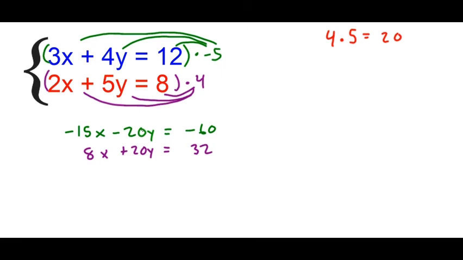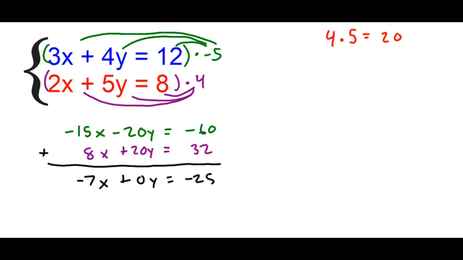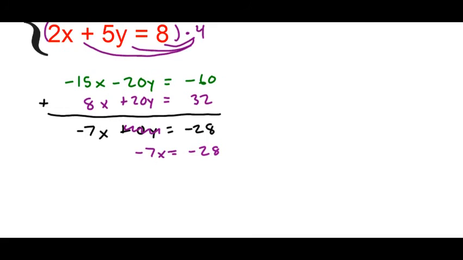Now I see here I have a negative 20 and a positive 20. That's great. Now I can go ahead and do linear combination. So let's add negative 15 plus 8. That's negative 7x. This is 0. Negative 20 plus 20 is 0, and 60 is negative 28. Now again, I don't need to include that 0. It's unnecessary. So I have negative 7x equals negative 28. I divide both sides by negative 7, and I get x equals 4.